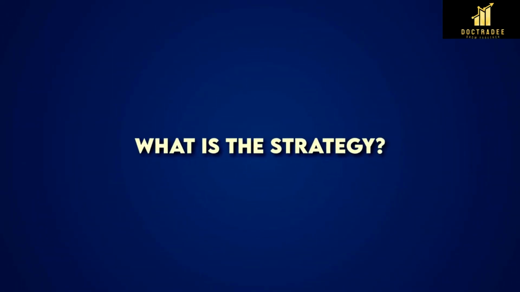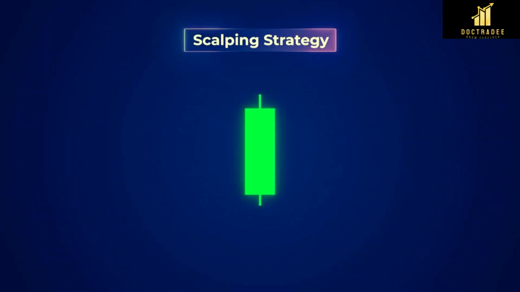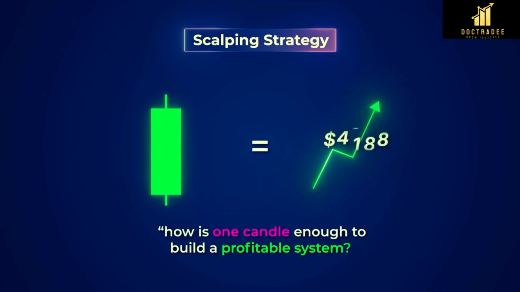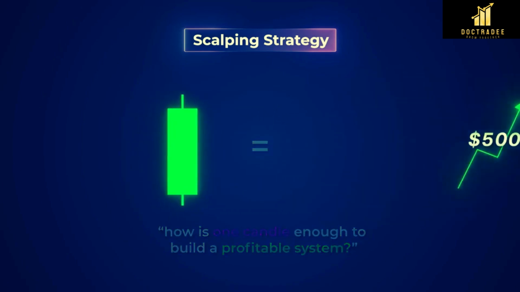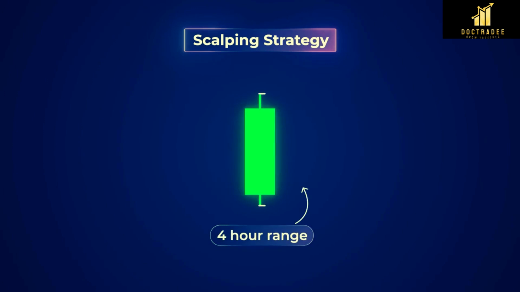For this strategy, the only thing you need is one candle. Now, you might be wondering, how is one candle enough to build a profitable system? Well, we're not just using any candle. We're using what's called the 4-hour range, which is simply the range between the high and low of the first 4-hour candle that forms during the day.